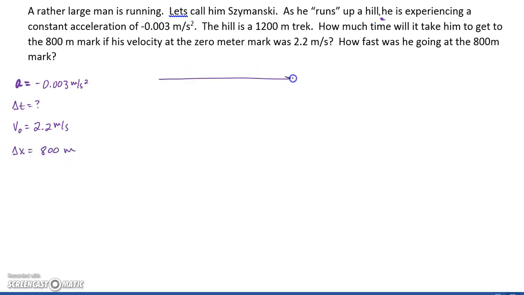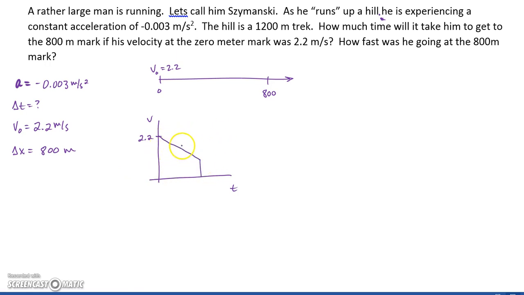So again, if you just draw a picture of what's going on here, we know at 0, the velocity is 2.2. And then eventually we're going to reach an 800 meter mark. And we want to figure out how much time it's going to take to get there. So you could draw a nice little velocity time graph. I always draw myself a good VT graph when I can. I start off at 2.2 and I slow down. Now, I don't know if I'm going to stop, so I'm going to leave this as still not at 0 yet.